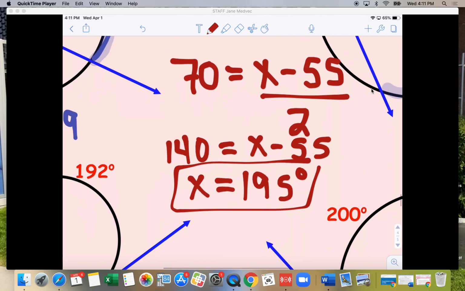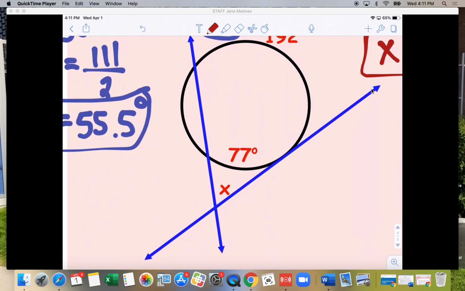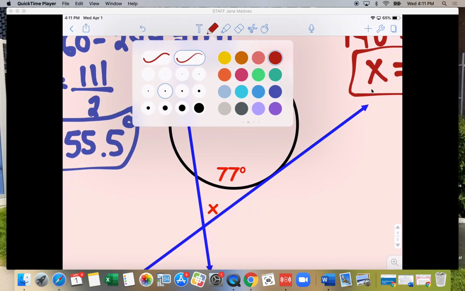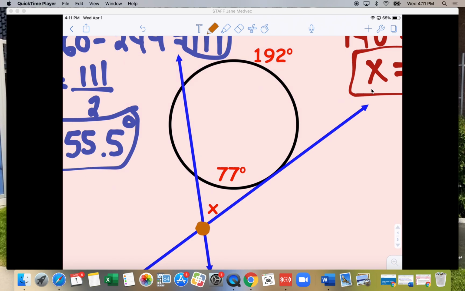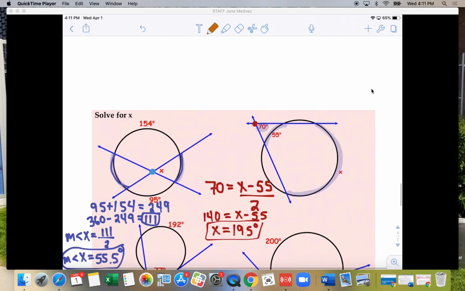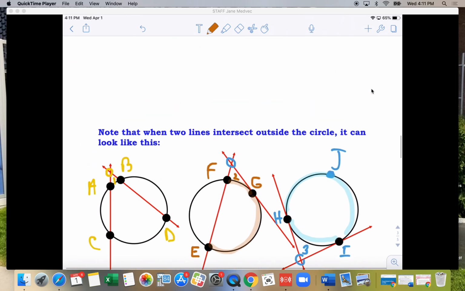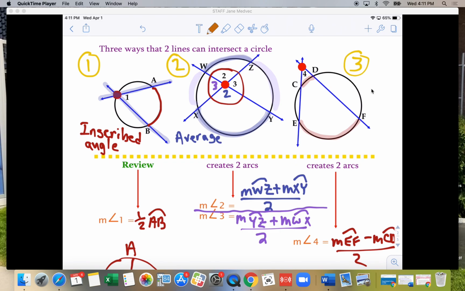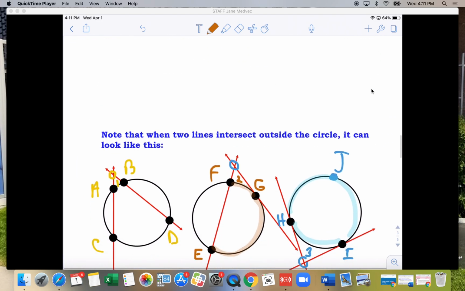All right, let's keep going. This is the next problem that we're going to do, okay? And I need to take a look at where it intersects. You're going to notice that this problem intersects on the outside. So let's go back and take a look. Am I doing 1, 2, or 3? I'm doing number 3 because, again, the intersection is outside the circle. So I'm going to come back down.